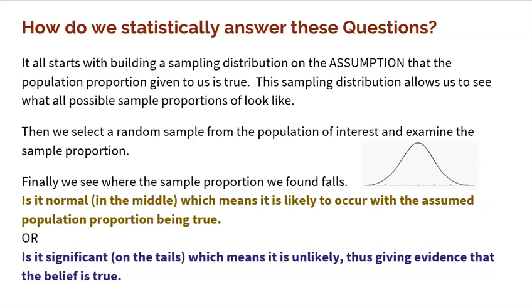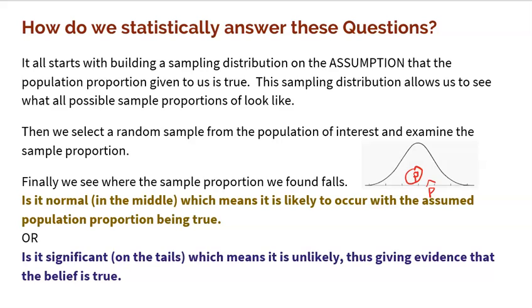Then we could select a random sample from the population of interest and examine the sample proportion. Finally, we could see where that sample falls. So we're going to build a sampling distribution centered at the true value that we were given. We could calculate the standard deviation. We could prove that the shape is normal, right? Then we're going to find our sample. If our sample happens to fall in the middle somewhere, that means it was likely to occur. It wasn't a weird value. And that would tell us that maybe what we read is still true, because it's not weird if you're only a little bit higher or lower.